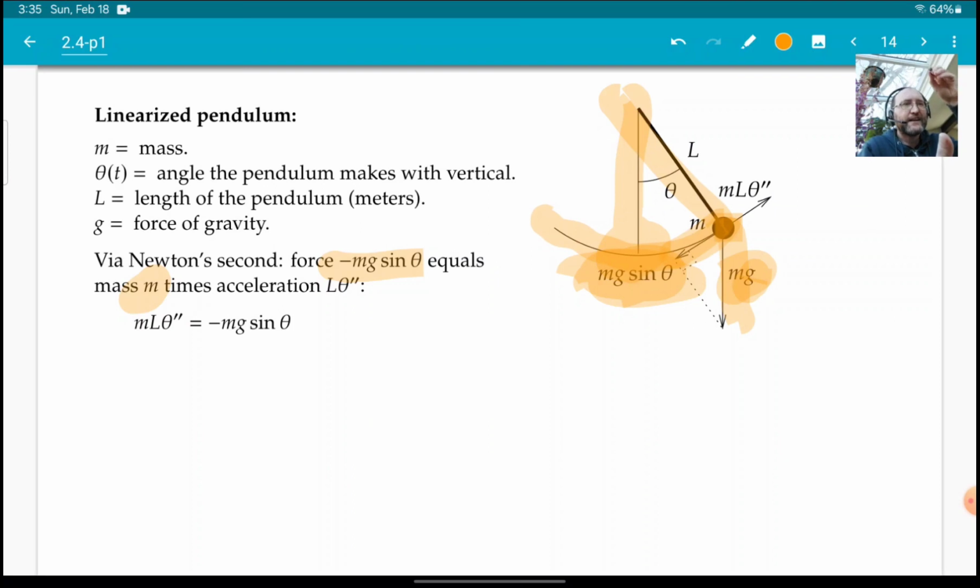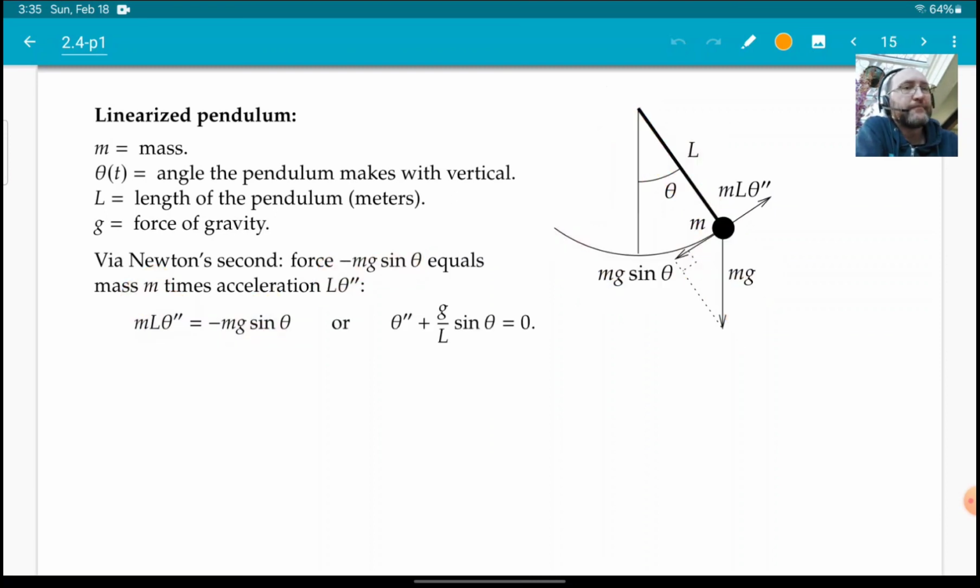Now to get the distance along the arc, you take the radians times the radius. The radius is L, and the radians is theta, and you differentiate that twice, and you get L times the second derivative of theta. So you have m times L times the second derivative of theta equal to minus mg sine of theta. I can rearrange this a little bit and get the following equation.